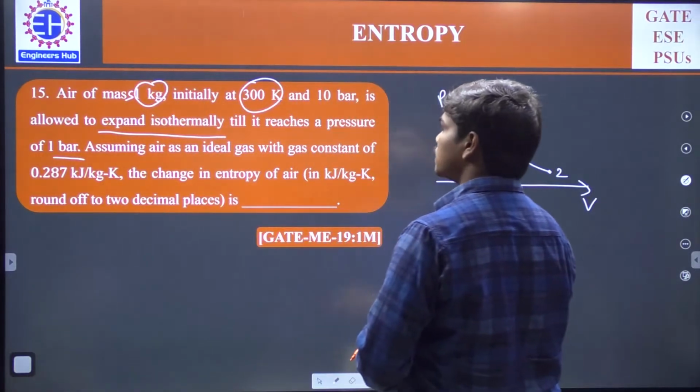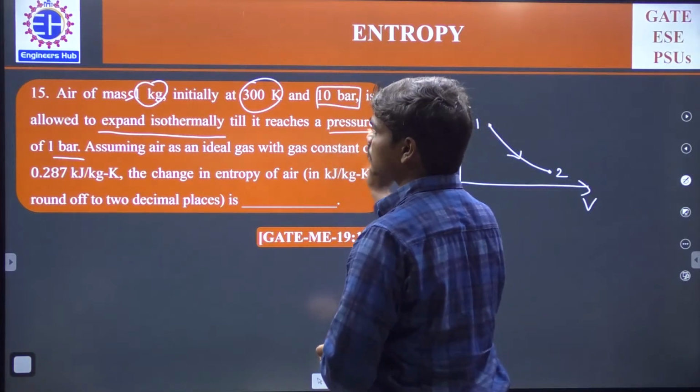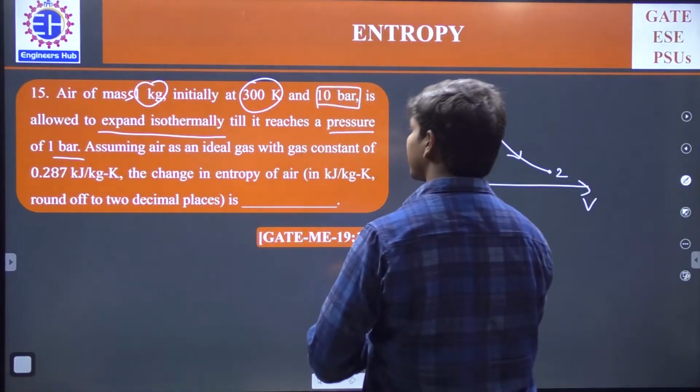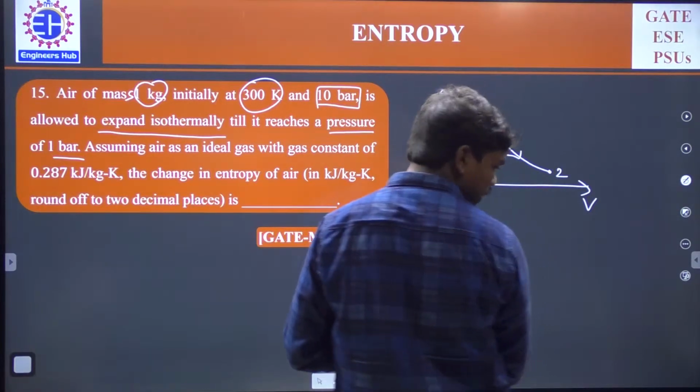Okay. Next. So if these are the cases, initially the pressure is 10 bar and the final pressure is 1 bar. Assuming A as an ideal gas with R constant of 0.287 kilojoule per kg Kelvin, find the change in entropy.